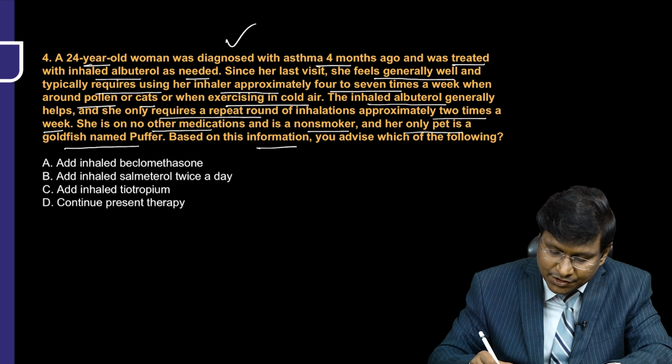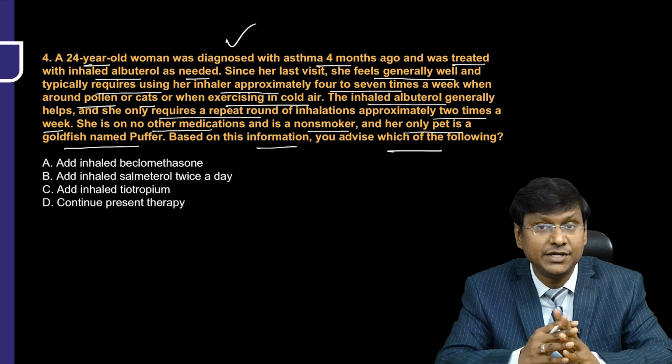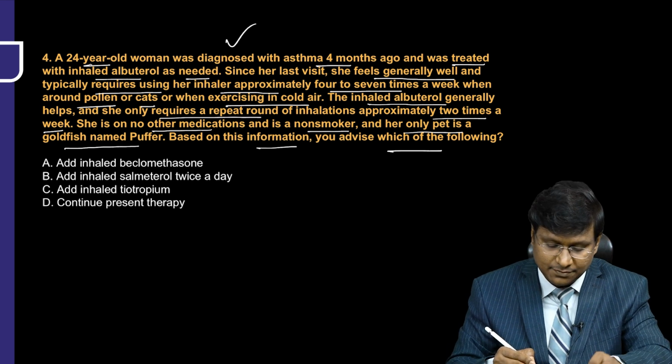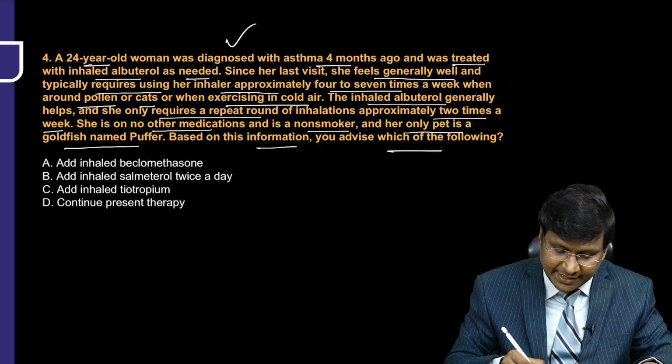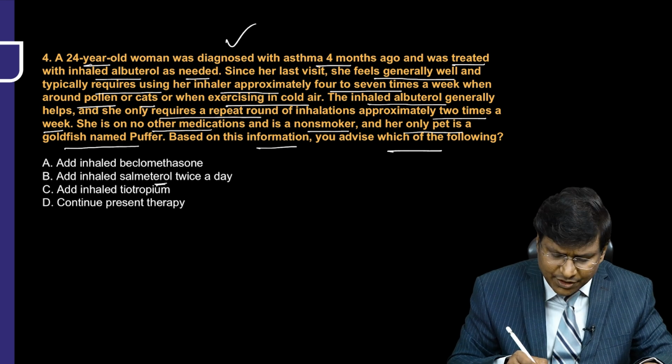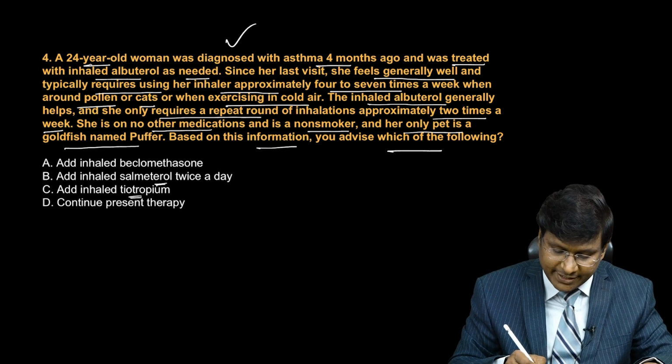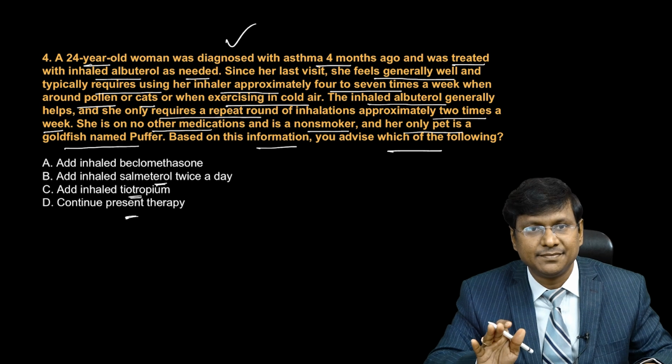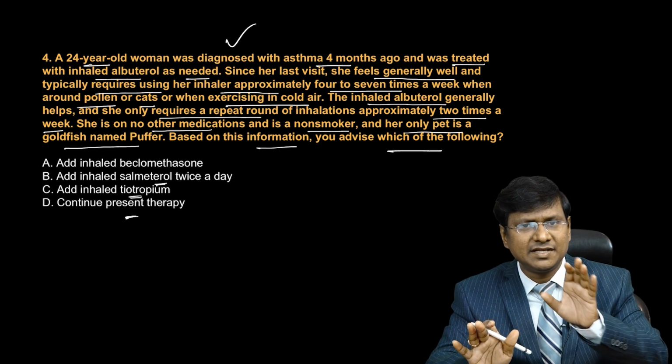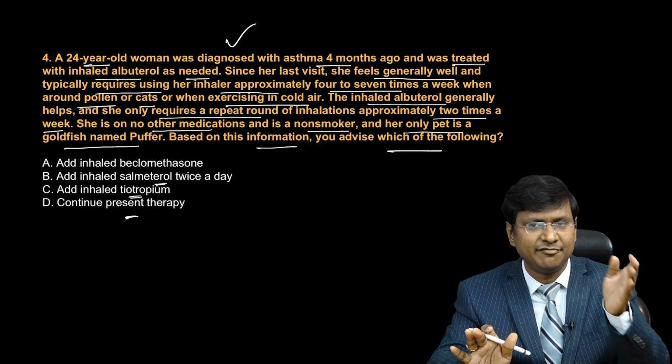Based on this information, you advise which of the following. First option, you need to add beclomethasone. You need to add the inhaled salmeterol twice daily. You need to add the inhaled thiotropium bromide. Continue the present therapy.